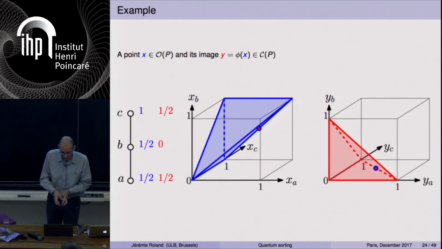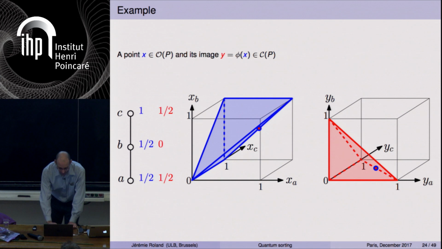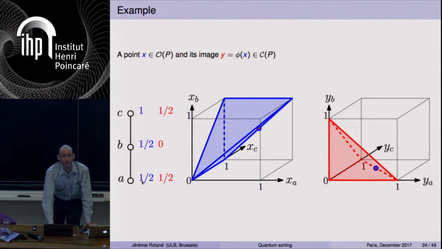And so let me just give you an example. I take again, so here I take a total order, C larger than B larger than A. So here is my order polytope, here is my chain polytope. And for example, I will take this point in red here with coordinates 1 half, 1 half, 1. So it's indeed a point of the order polytope because 1 is larger than 1 half, which is larger or equal to 1 half. Okay, so this is a point of the order polytope.